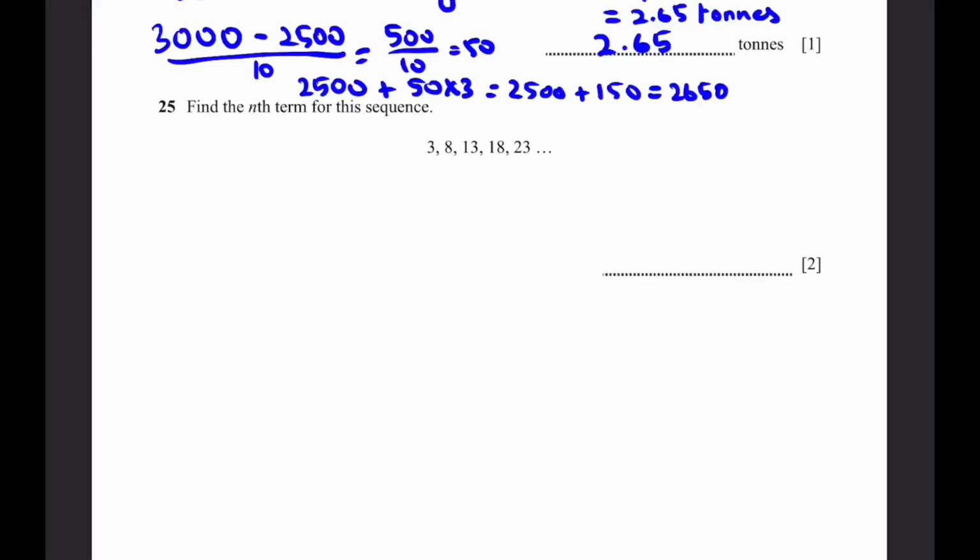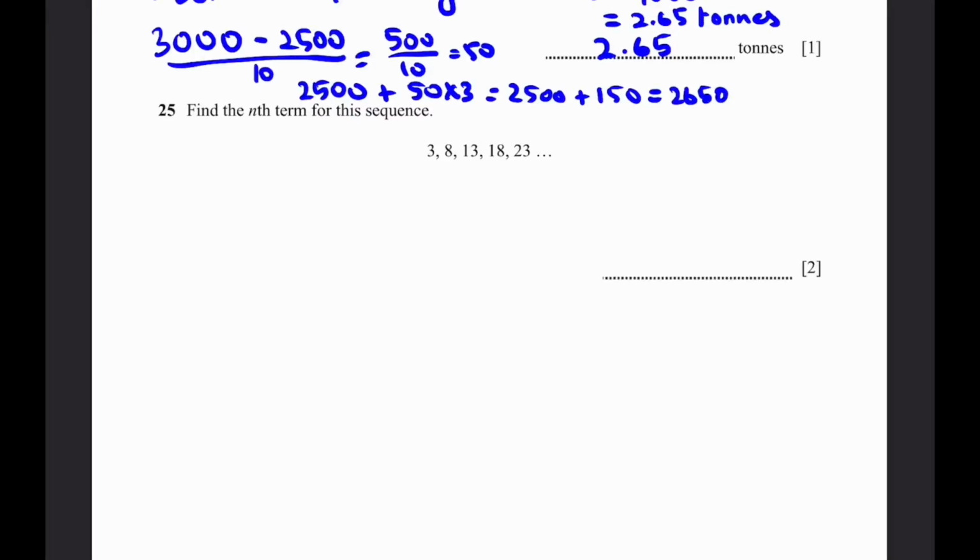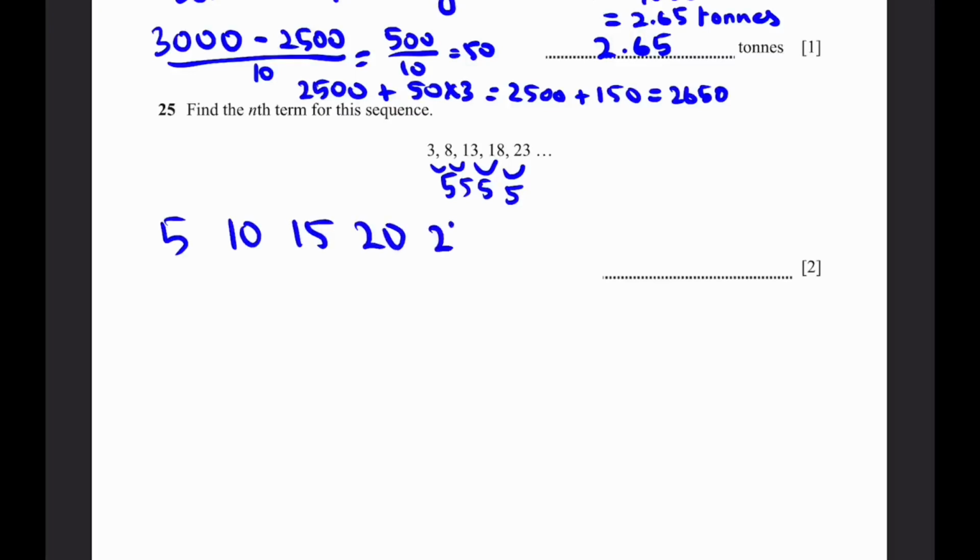Let's move to question 25. Find the nth term for this sequence: 3, 8, 13, 18, 23, and so on. First, we need to find out the common difference. So 8 minus 3 is 5. 13 minus 8 is 5. 18 minus 13, 5. 23 minus 18, 5. So first, let's look at the 5 table: 5, 10, 15, 20, 25.